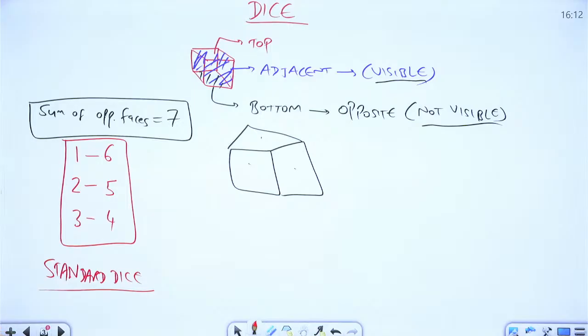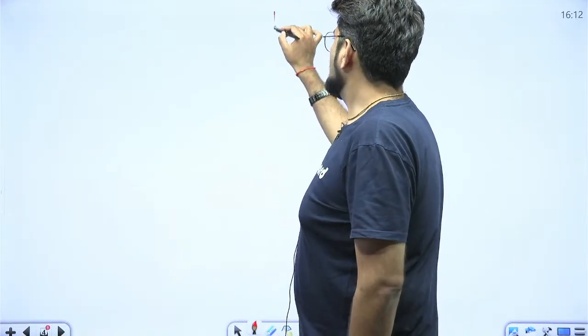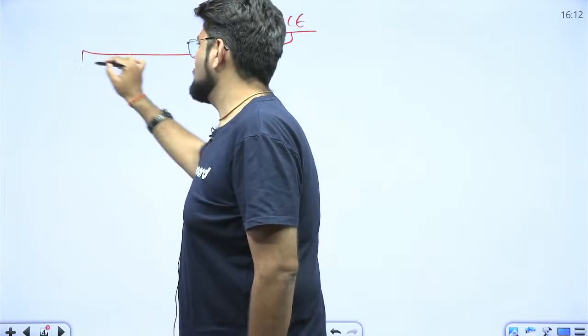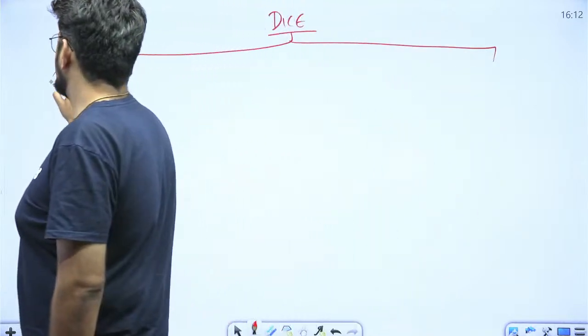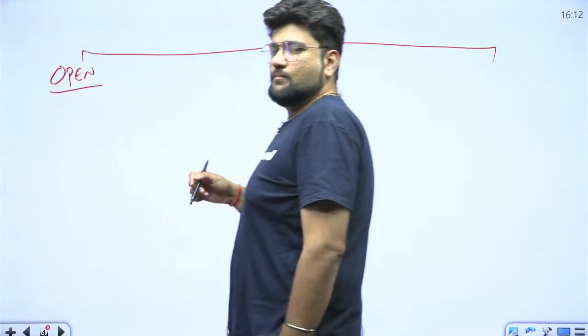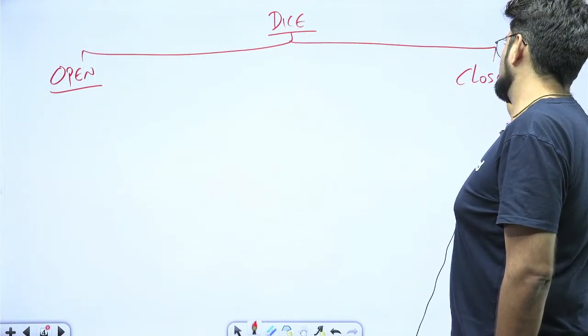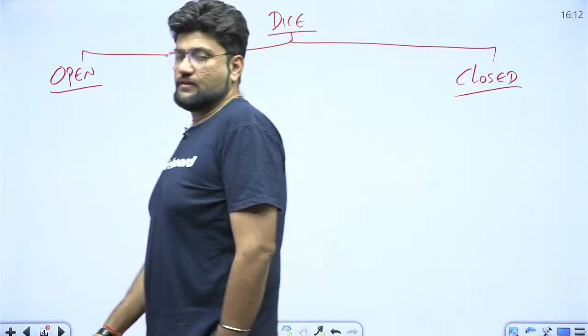Right? Now, how many types of question does the dice topic have? There can be 2 major types of questions. Question number 1 is of open dice, cube based or chart based questions. Question number 2 is from a closed dice. We will gradually understand about both of them now.